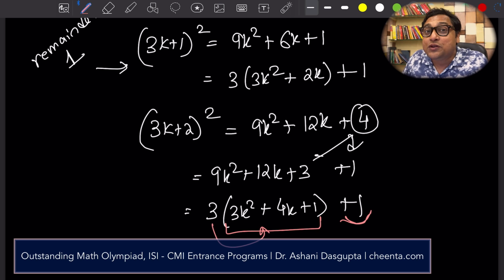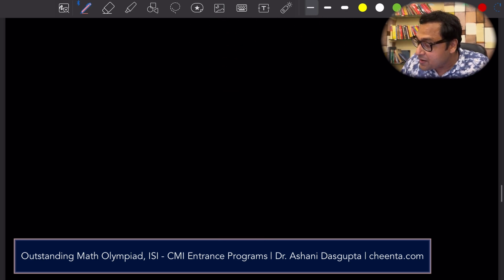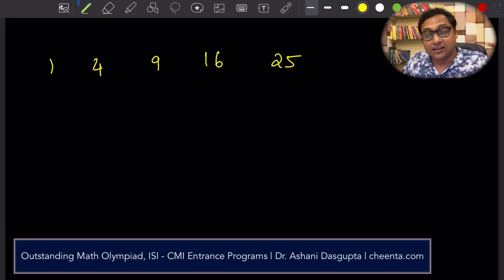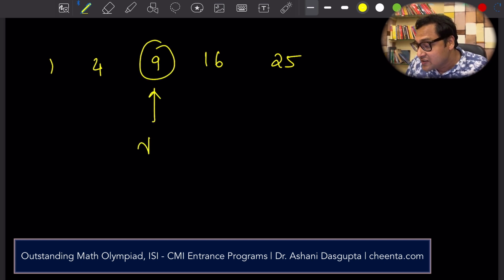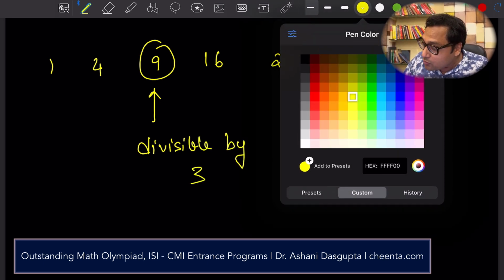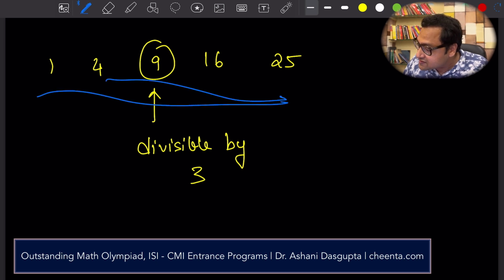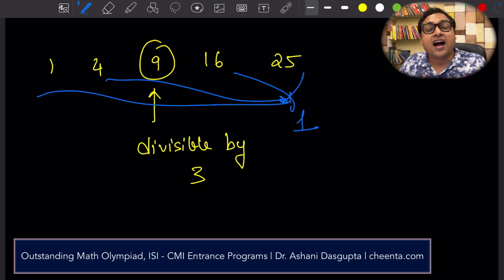This is new information in the sense we learn something beautiful about square numbers. What are square numbers? Perfect squares. 1, 4, 9, 16, 25. These are called perfect squares. What do we learn about them? We learn that they are either divisible by 3 or they are always producing remainder 1 when divided by 3. A square number cannot produce remainder 2 when divided by 3.